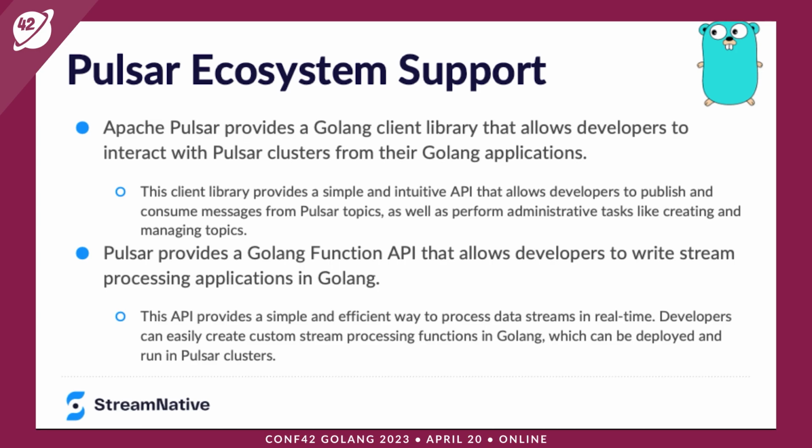Apache Pulsar provides a Golang client library that provides a simple and intuitive API for interacting with the Pulsar cluster. In addition, Go is one of the 3 supported languages for Pulsar functions, which is a lightweight serverless framework similar to AWS Lambdas. Pulsar functions provide an easy way for you to develop stream processing applications with just a few lines of code and a configuration file. Even though I won't be covering Pulsar functions in this talk, they are something you may want to explore in the future.